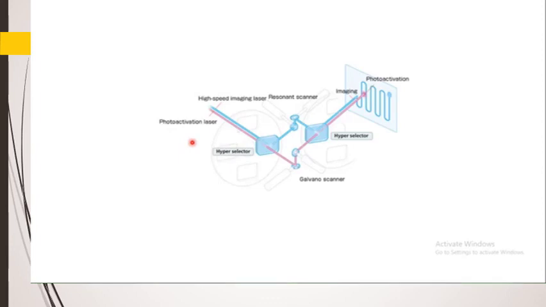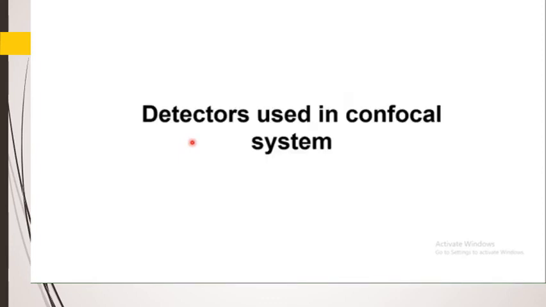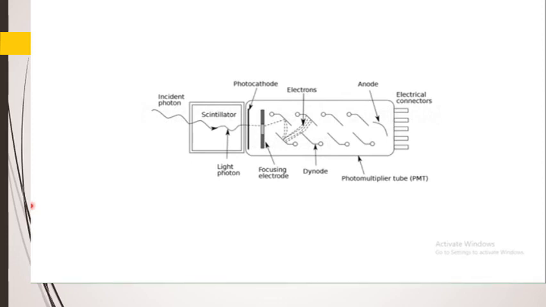So those are also known as hyper scanners or hybrid scanners. Next we would talk about the detectors used in confocal systems. Confocals mainly use photomultiplier tubes, or PMTs. Now here is the basic outline of a PMT.